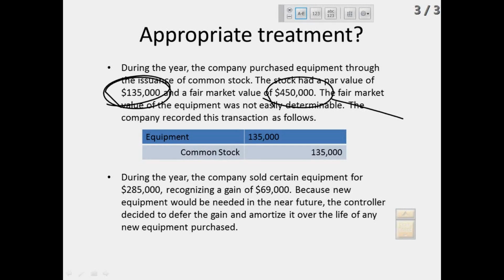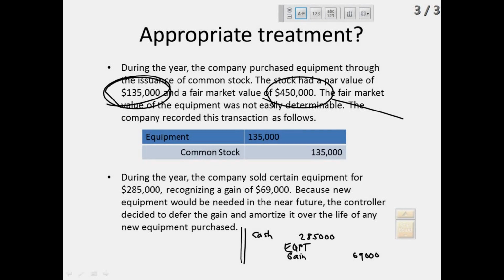Let's say I sell equipment. What should I do? I get rid of equipment. I get cash. Now, they're suggesting that I would record a gain or not record a gain. What do you think I should do? Record it or not record it? Is this the right journal entry? Yeah. Why? When do you recognize the gain? When you sell the asset.